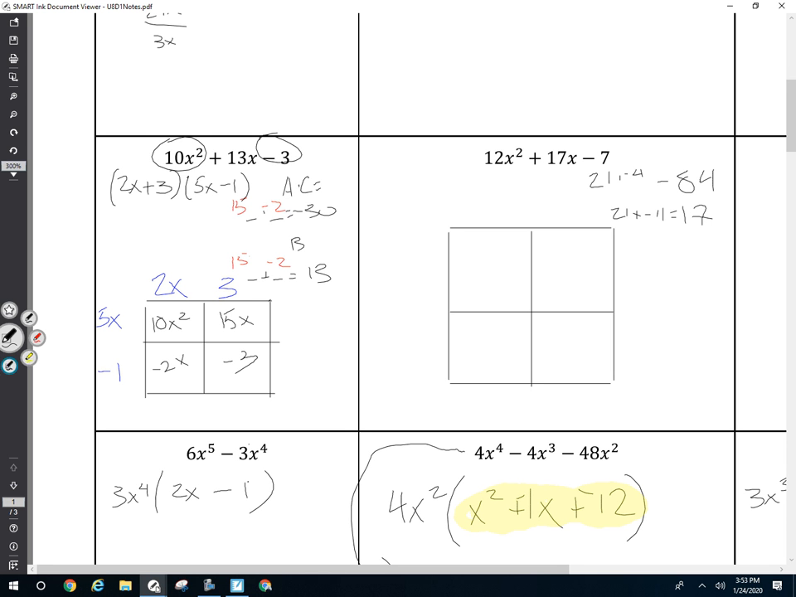Okay, so that was a tricky one. But let's do the part that used to be tough that now is nice and accessible. 12x squared, 21x, negative 4x, negative 7. You took the 21 and the negative 4. You rewrote this as 21x and negative 4x. Now factor.